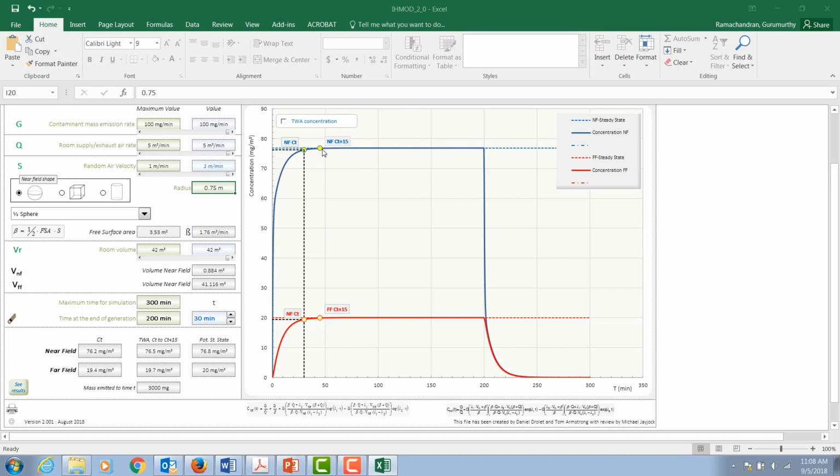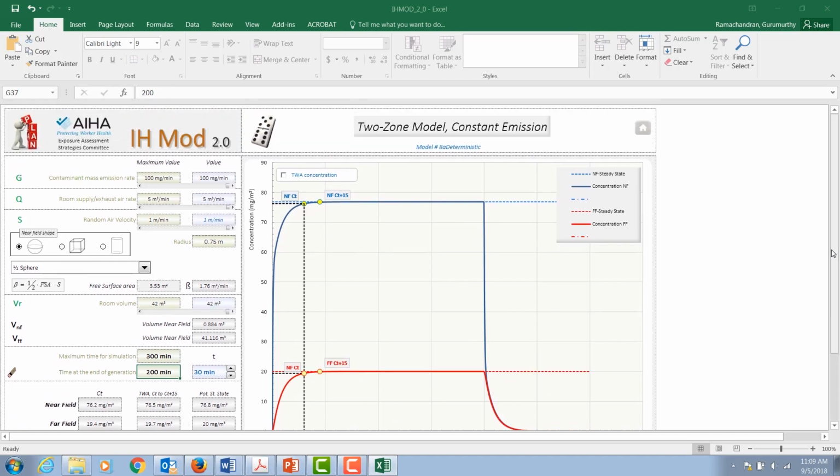And so the steady state for the near field is shown in blue, the steady state for the far field is shown in red. And the steady state is maintained till the point where we have said at t equal to 200 minutes the generation stops. And so at that point both the concentrations decrease rapidly in an exponential fashion and go down to close to zero rapidly. So this is the two-zone model with constant emission.